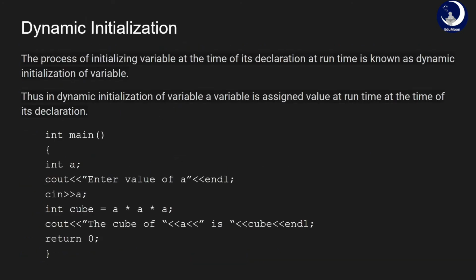Dynamic initialization. The process of initializing a variable at the time of its declaration at runtime is known as dynamic initialization of a variable. Now normally variable declaration happens during compile time, whereas the dynamic initialization of a variable is during the runtime of the program. So in dynamic initialization, a variable is assigned a value at runtime at the time of its declaration. Let's look at an example.